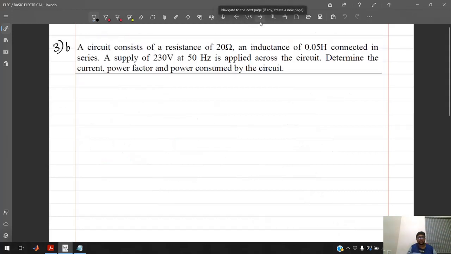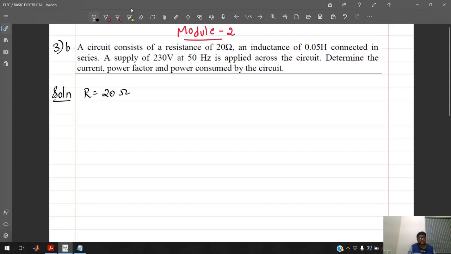Coming to module 2 questions. 3B question number is a problem which is given in the model question paper. So let us solve this. A circuit consisting of a resistance of 20 ohm, so R is equal to 20 ohm, and inductance L is equal to 0.05 Henry are connected in series.